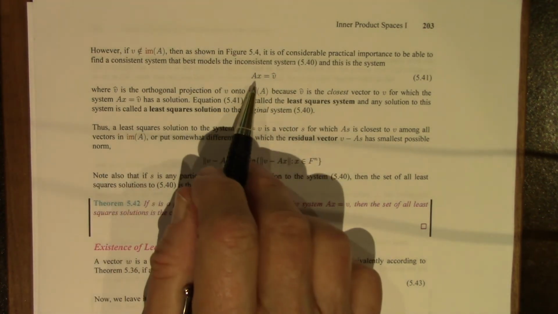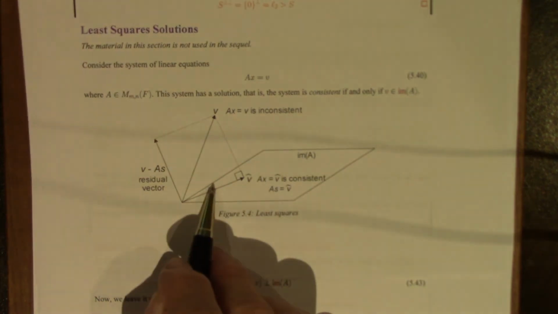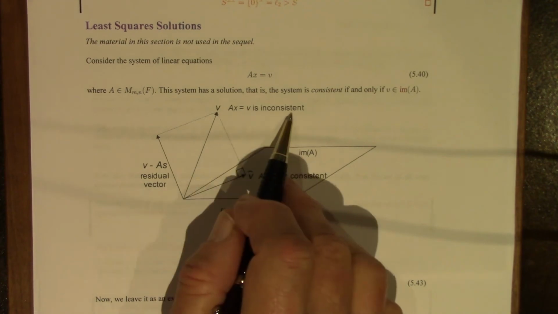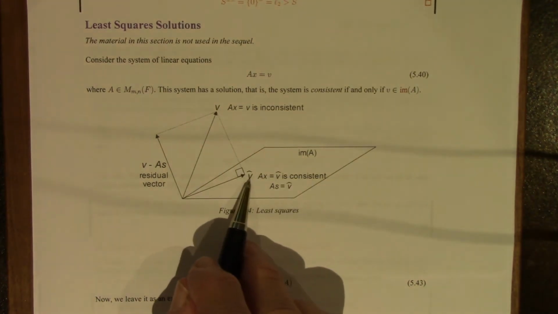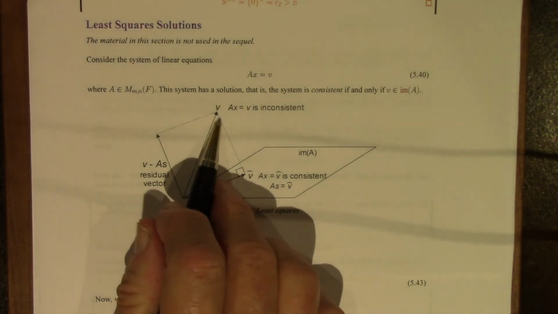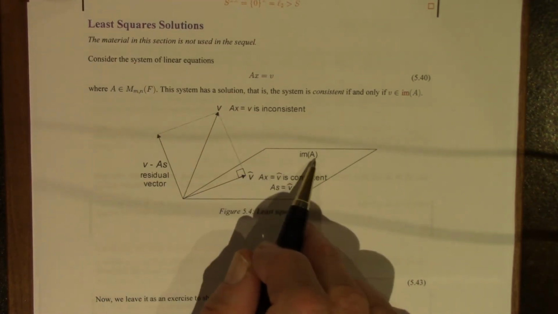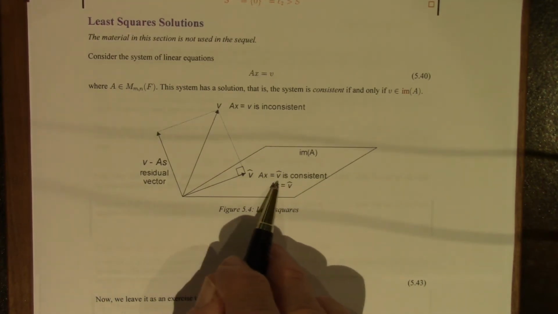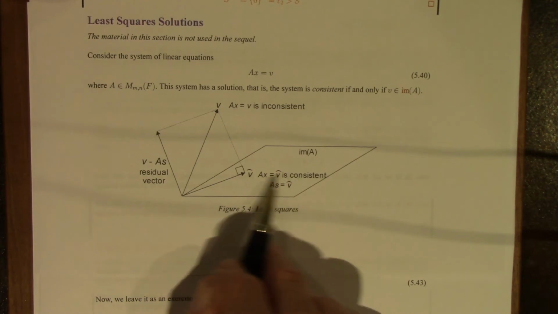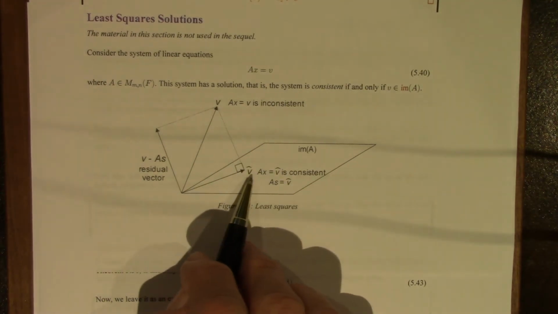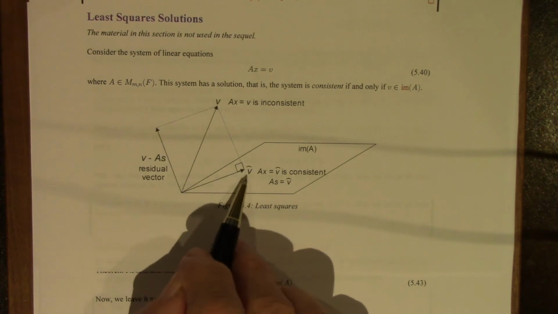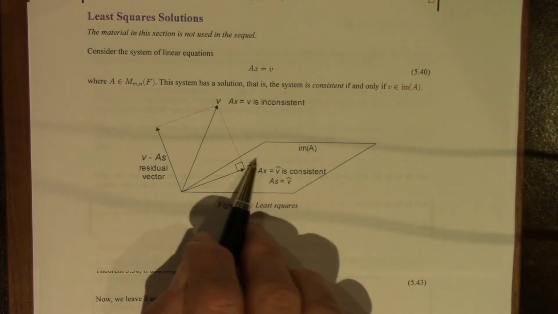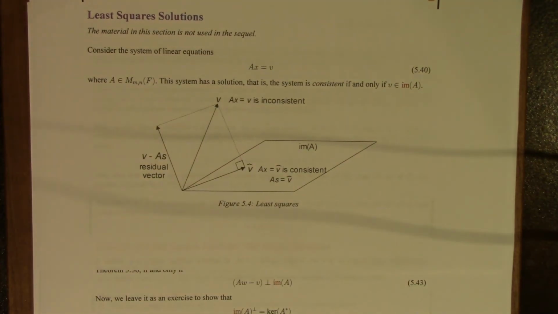where V hat is the orthogonal projection. If we look here, here is the image of A, and here is V. This is an inconsistent system. V hat is the orthogonal projection of V onto the image of A, and since V hat is in the image of A, this system is consistent and has a solution, and it best models the original system because V hat is the vector within the image of A that's closest to V.